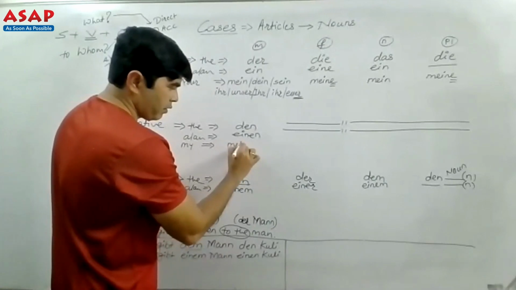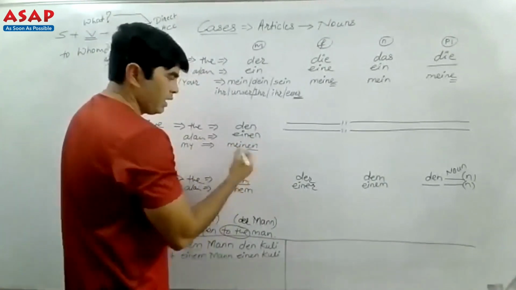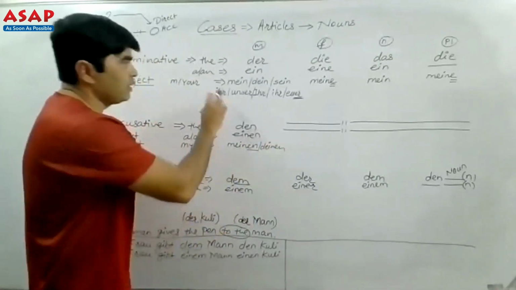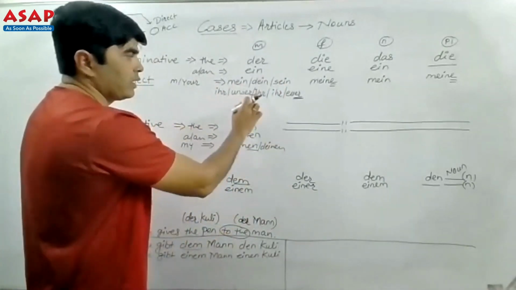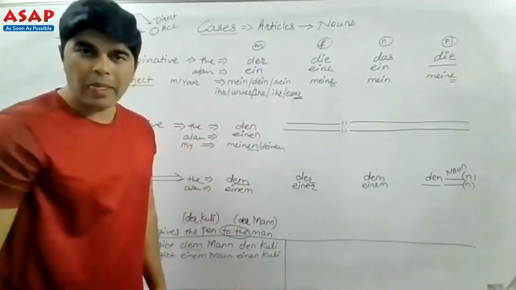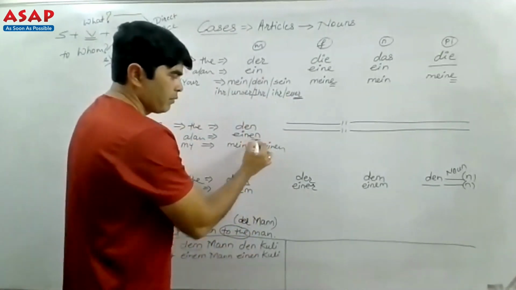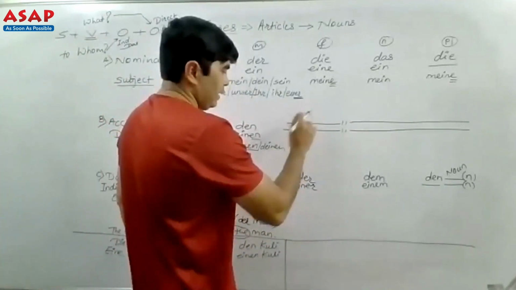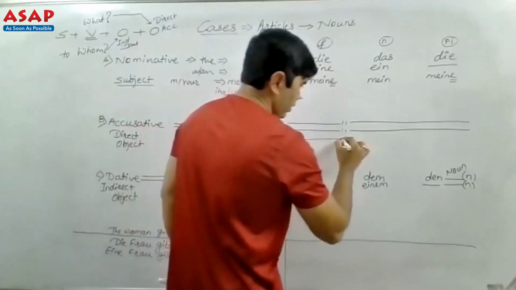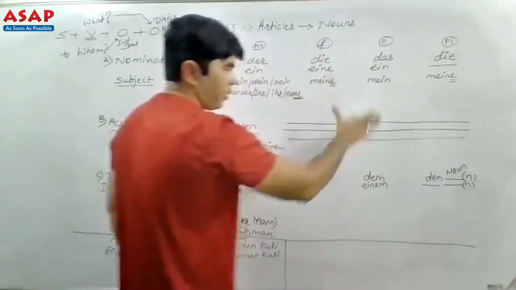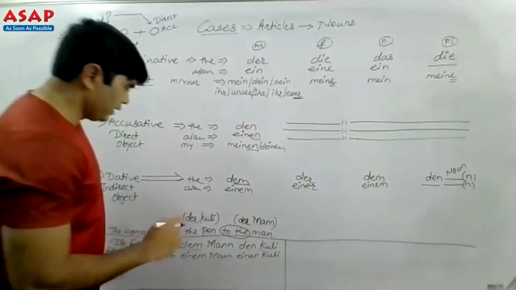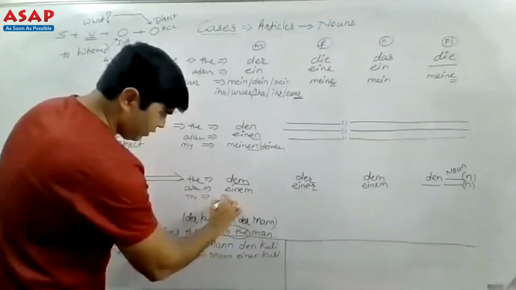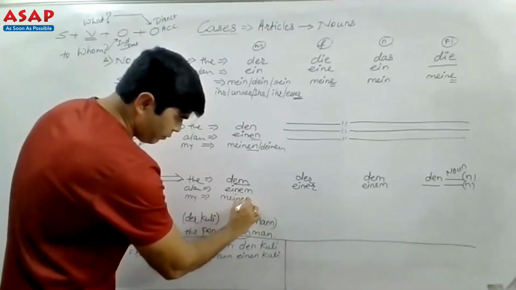Meinen, right, meinen, and then it is deinen, okay, seinen, ihren, unseren, ihren, euren. Everywhere there will be an extra en, right? And then for feminine, neuter and all, it will be the same as nominative. Okay, now in dative. Meinem. Yeah, that's quite simple, right? Meine.